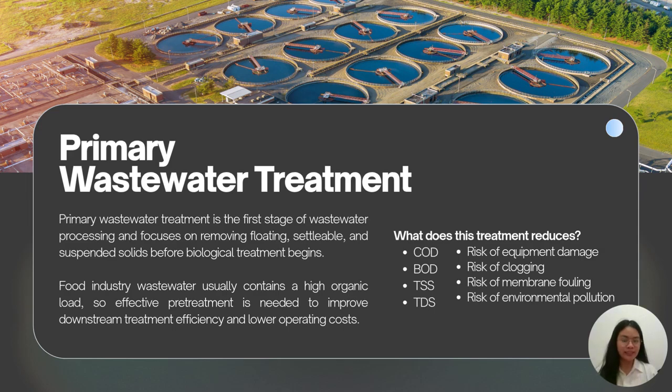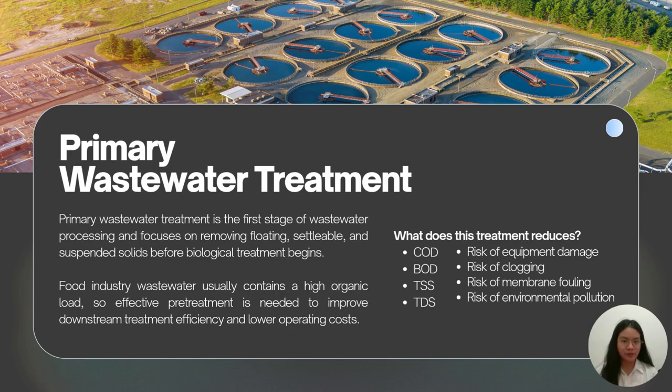Wastewater from food processing industries contains a very complex mixture of contaminants, from large solid debris and suspended particles to dissolved organic compounds. If discharged directly without any treatment, this wastewater will cause serious damage to the environment and downstream equipment. This is where primary wastewater treatment comes in.